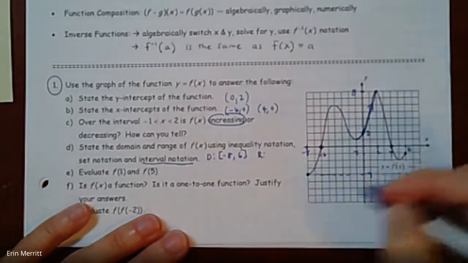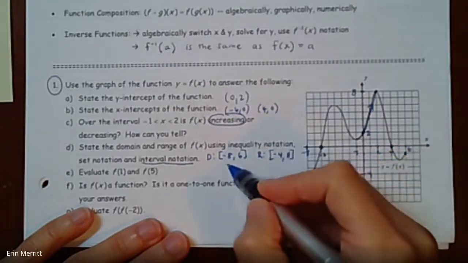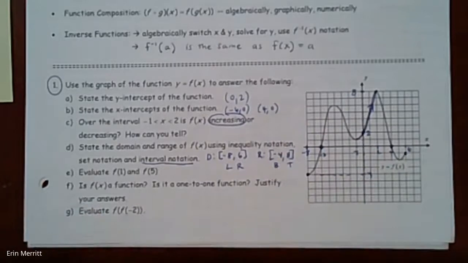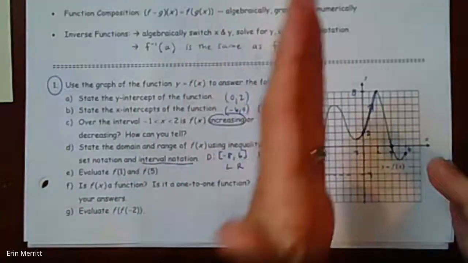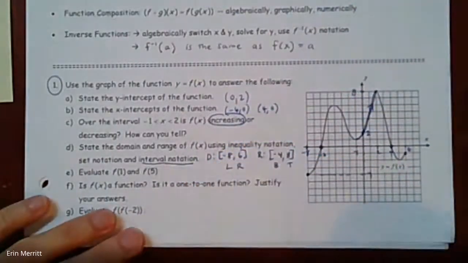So it goes from negative 4 to 8. So make sure left to right, bottom to top. I know that's not high tech, but that's how you need to look at it. So here to here, here to here. Okay. Evaluate f of 1 and f of 5.